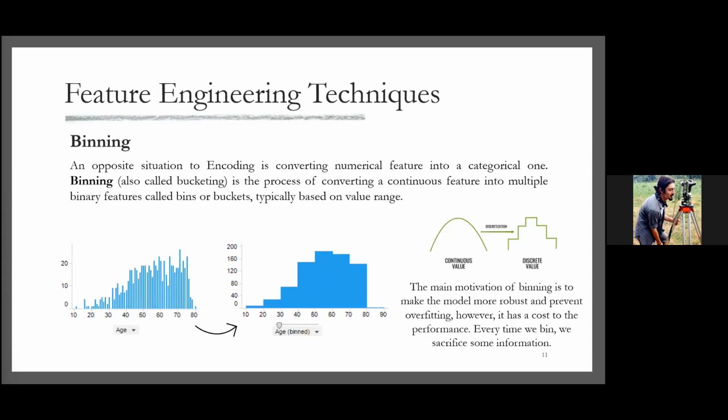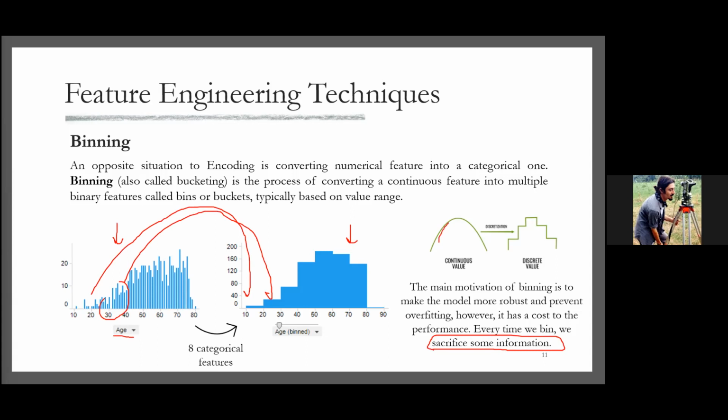It's also called bucketing. It's the opposite of encoding, and it is about converting numerical features into categorical ones. So in this example, we have more than 70 or 80 different ages. So we can put the first 10 of them in here, and we can put the second 10 of them in here. So we are going to have only 8 different categorical features in our data sets. The main motivation is to make the model more robust and prevent overfitting, but we need to be careful about the performance, because every time we may sacrifice some information inside the continuous value.